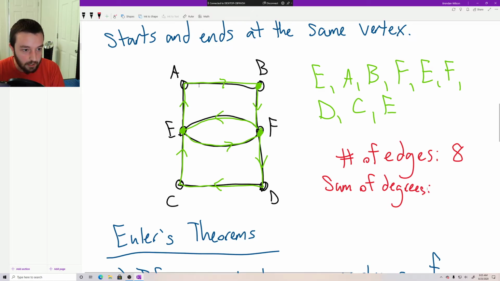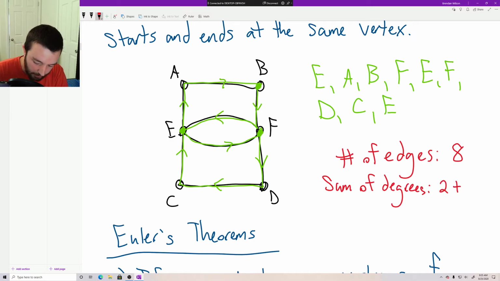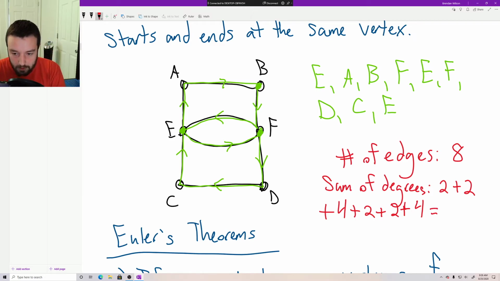Okay. So let's look at what the degrees are. The degree of A is 2 because there's 2 edges connected to it. The degree of B is 2. The degree of F is 4. The degree of D is 2. Whoops. The degree of C is 2, and the degree of E is 4. Okay. So what's the total here? We got 2 plus 2 is 4, plus 4 is 8, plus 2 is 10, plus 2 is 12, plus 4 is 16. So there you go. So it seems to check out.